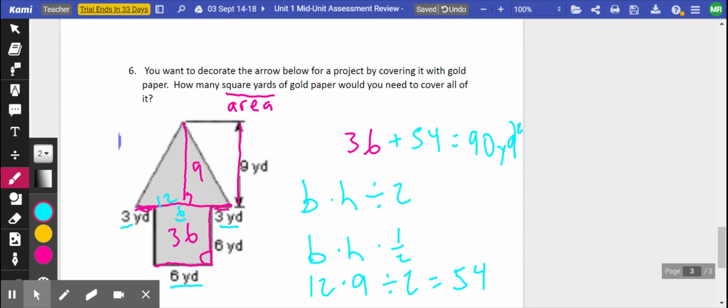If you do all 6 of these problems, then you should be very well prepared for the test on Tuesday. I hope this was helpful.